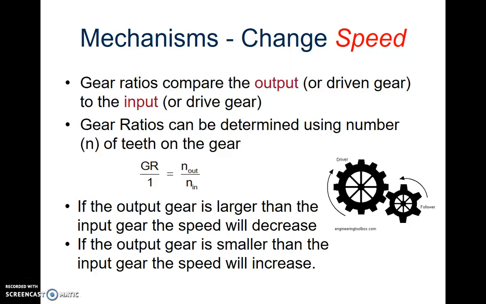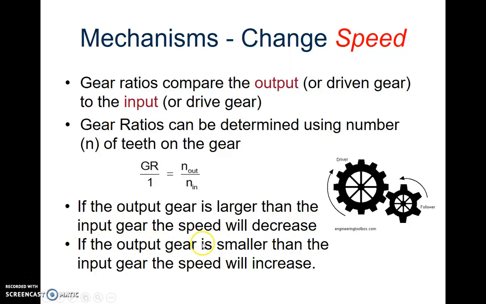Okay, so that means when one goes up, the other goes down. So if you are increasing speed in a gear train or a set of meshed gears, the torque or force will go down. Okay, so it says if the output gear is larger than the input gear, the speed will decrease. But as I just said, the torque then will increase because they're inverse. Okay, so if the output gear is larger than the input gear, speed will decrease, torque will increase.